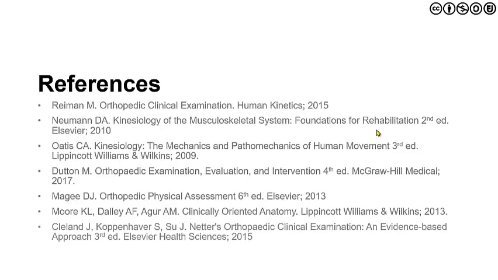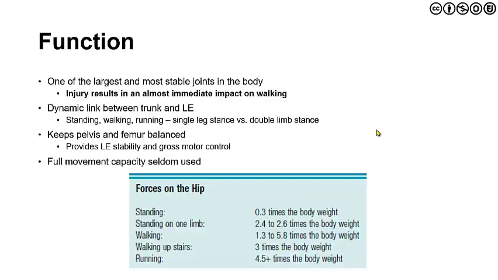The references that I would encourage you to look at for additional information would be Mike Reiman's text, Don Neumann and Carol Oatis' text on kinesiology, as well as Dutton and Magee's text on orthopedic musculoskeletal examination and evaluation, as well as Moore and Dalley's fantastic anatomy text, and then finally Josh Cleland's Netter's clinical examination.